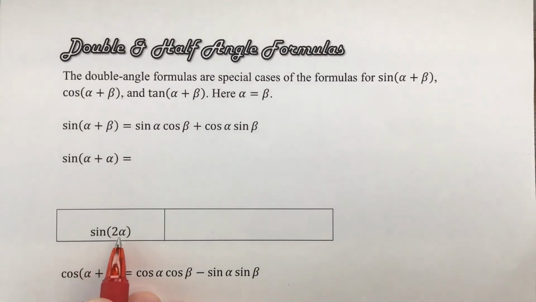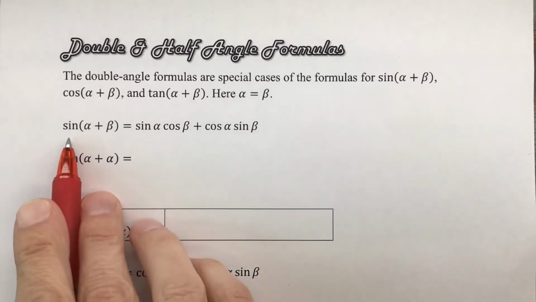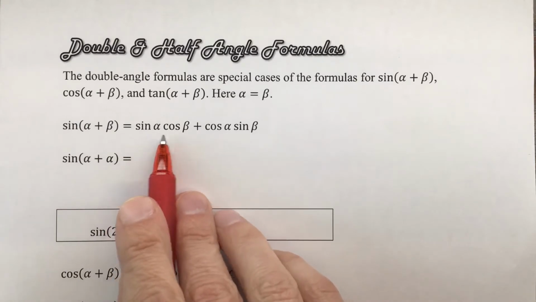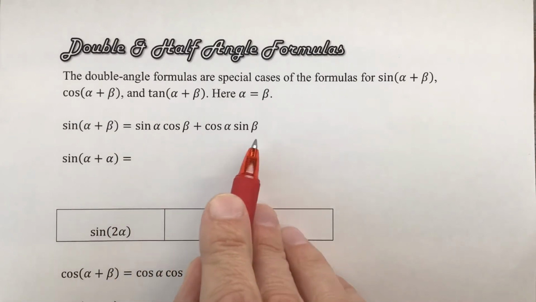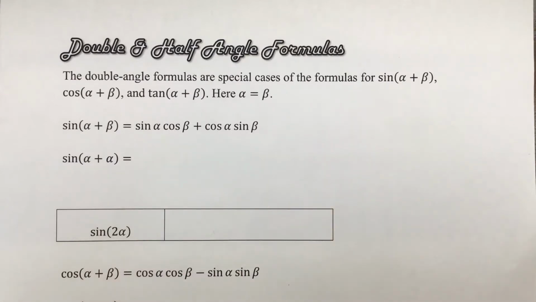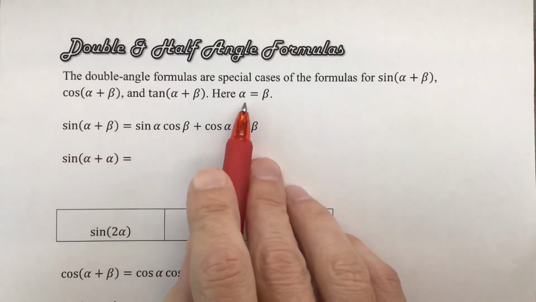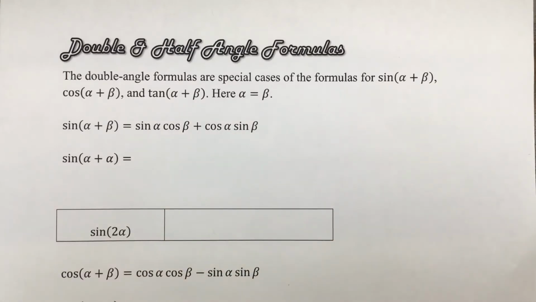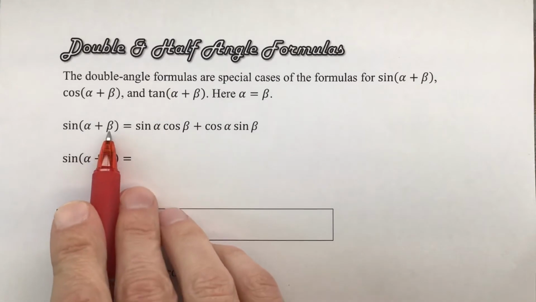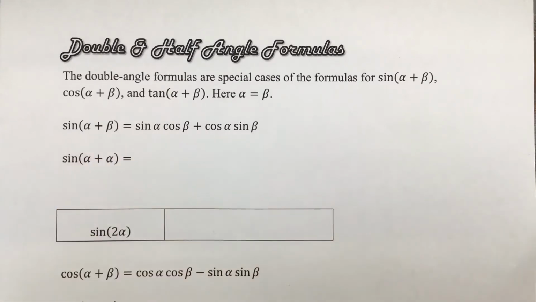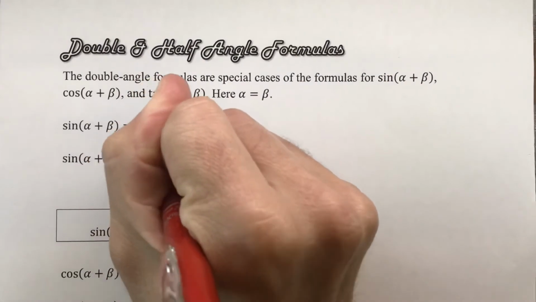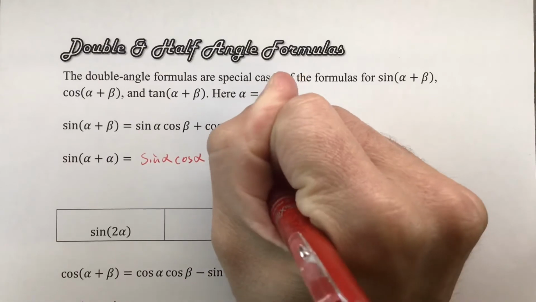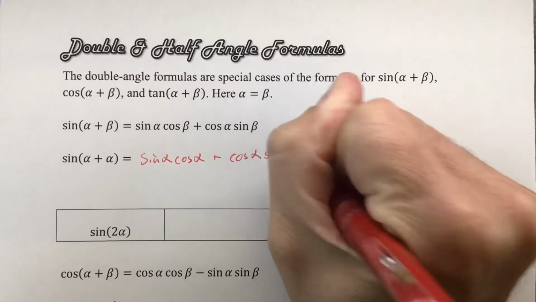All right, for the sine of 2 alpha, what we can do is backtrack to a formula that we know. The sine of alpha plus beta is equal to the sine of alpha times the cosine of beta plus the cosine of alpha times the sine of beta. But we don't really have an alpha and a beta. Alpha is equal to beta, and that's how we get alpha plus alpha. So we can substitute an alpha in for the beta. If we do that, we get the sine of alpha times the cosine of alpha plus the cosine of alpha times the sine of alpha.